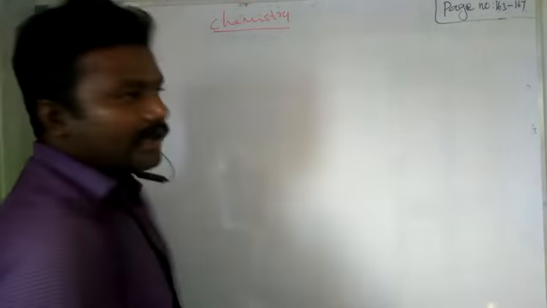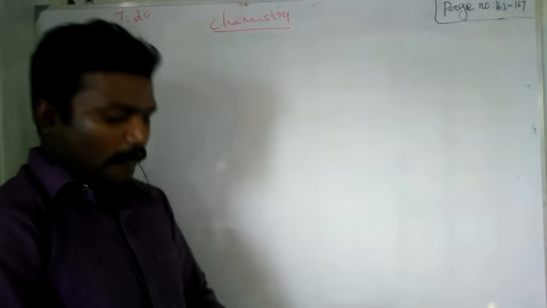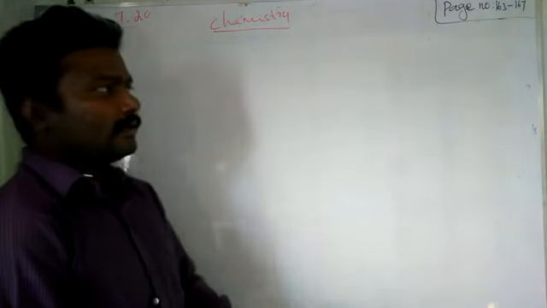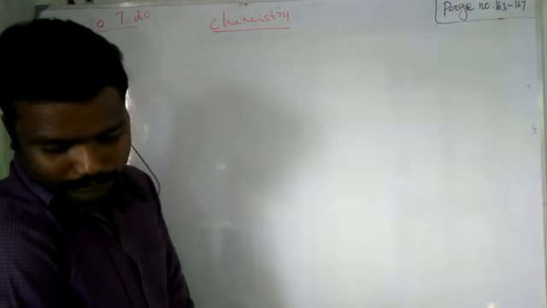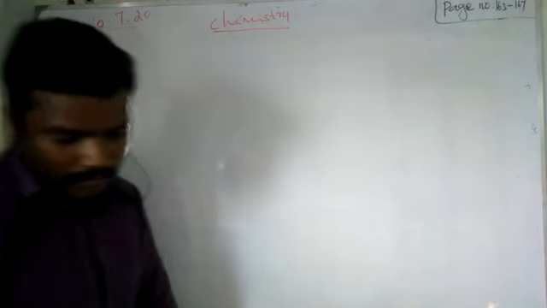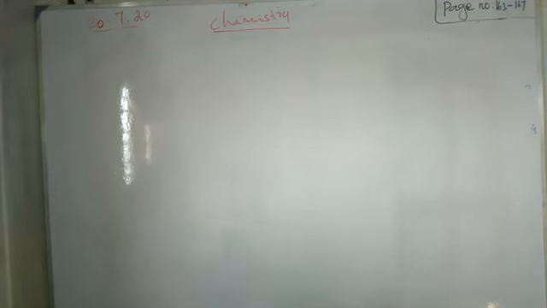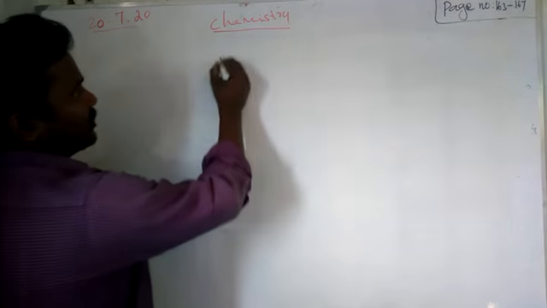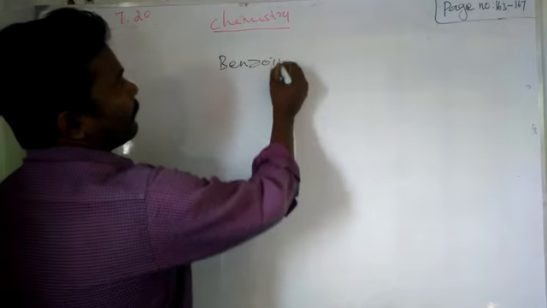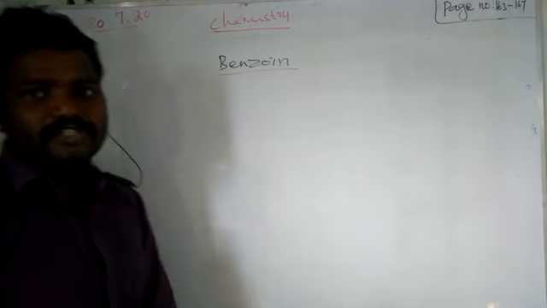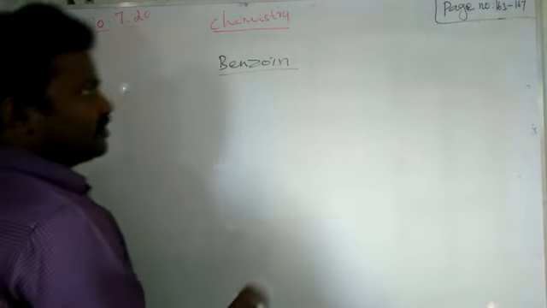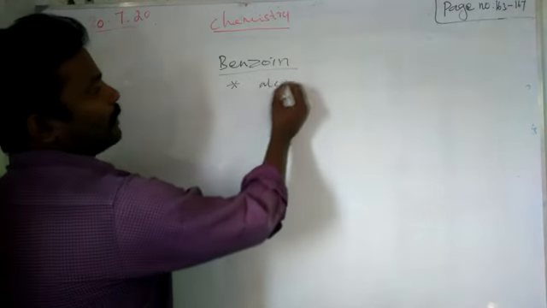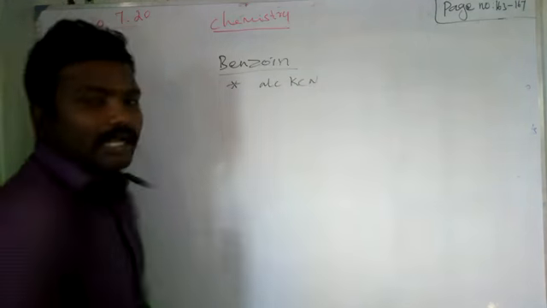Next, we are going to see many important reactions. Following reactions are very, very important, right? The first one is benzoin condensation. What do you mean by benzoin condensation? It is also like a condensation reaction, but some different type of condensation. The catalyst we have to take is alcoholic KCN, potassium cyanide.